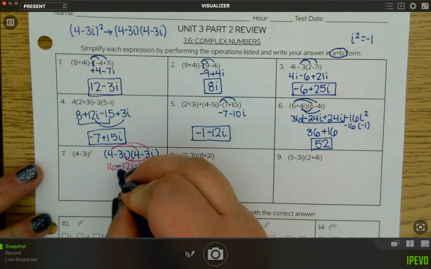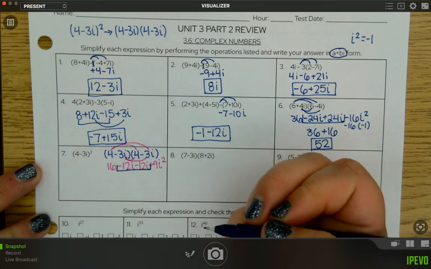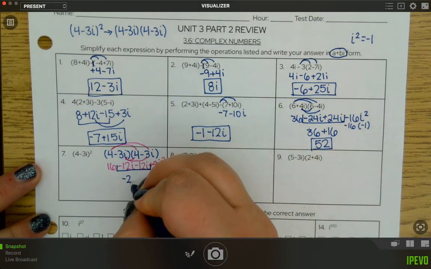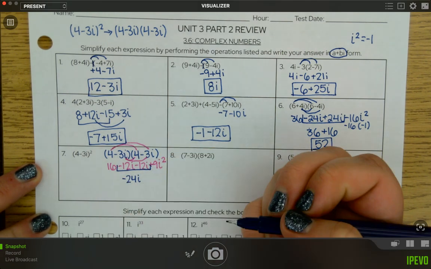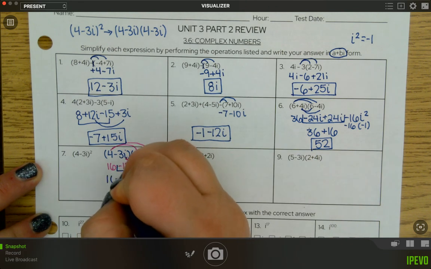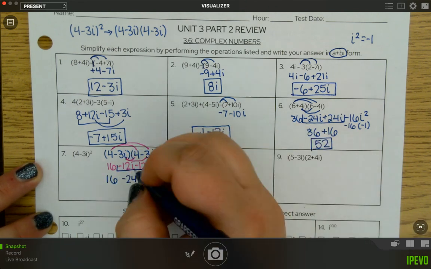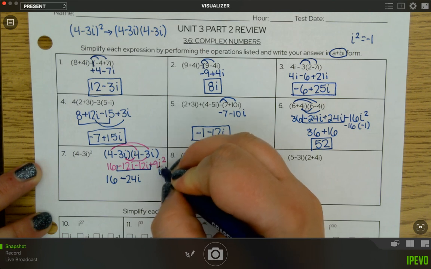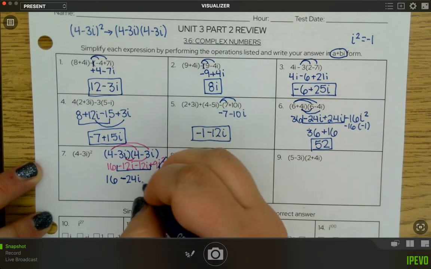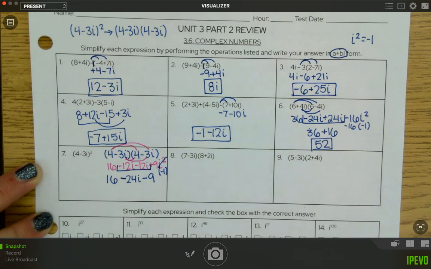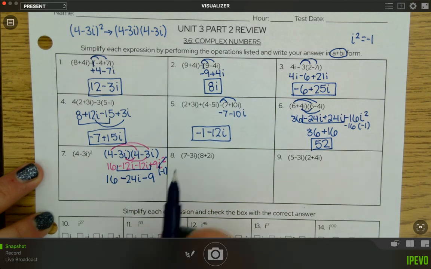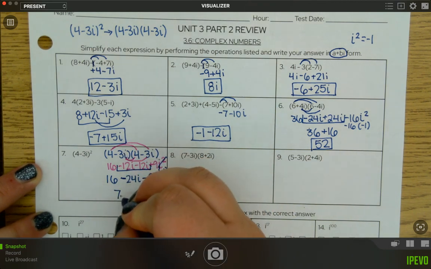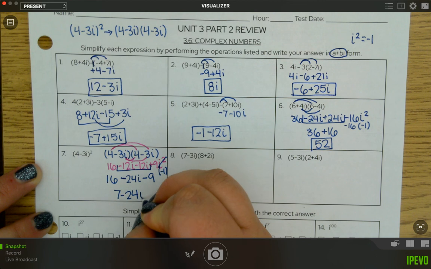Here in the middle, we're going to add our i's together. That makes negative 24i. The 16 drops down. And then this i squared should really be negative 1. So that makes that negative 9 at the end. And then add together your two constants. Constants are numbers without anything else with them. 16 minus 9 is 7. So your final answer is 7 minus 24i.